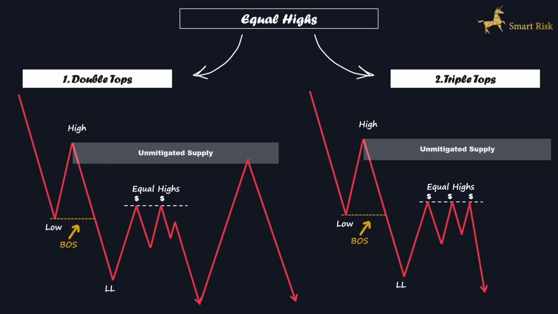The same concepts apply to the triple top pattern. Numerous stop losses and pending orders are situated above the triple tops, increasing the likelihood that the price will return to clear the accumulated liquidity above the equal highs.